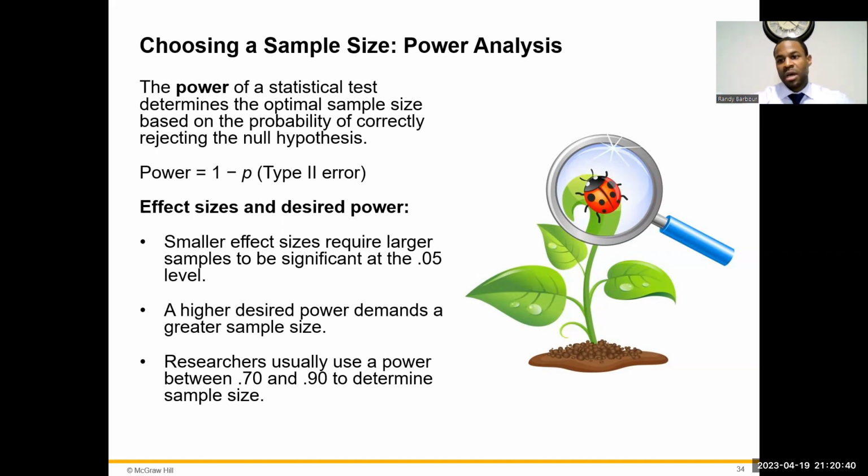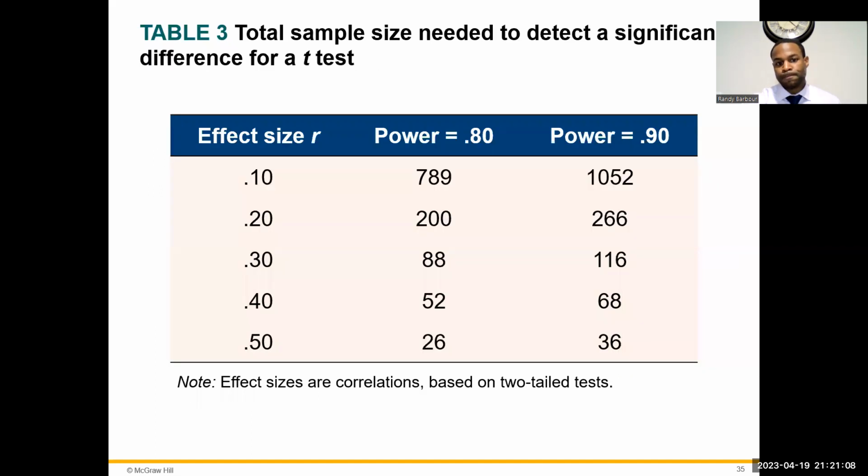And researchers, by convention, usually want a power between 0.7 and 0.9 to determine what their sample size is going to be, right? Because again, being realistic, your sample size has to be small enough to be manageable, but it can't be so large that it's not feasible for you as a researcher, right? But I want to determine what my sample size needs to be for me to get a specific difference in effect size for my research.